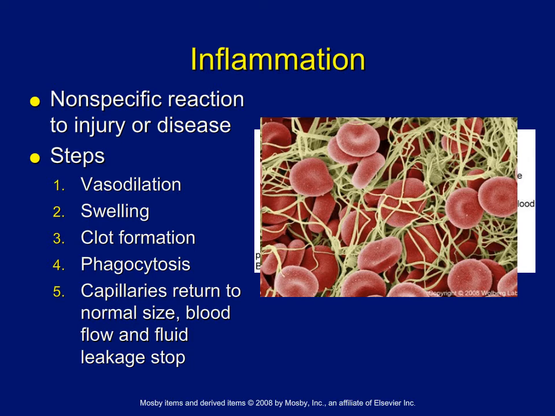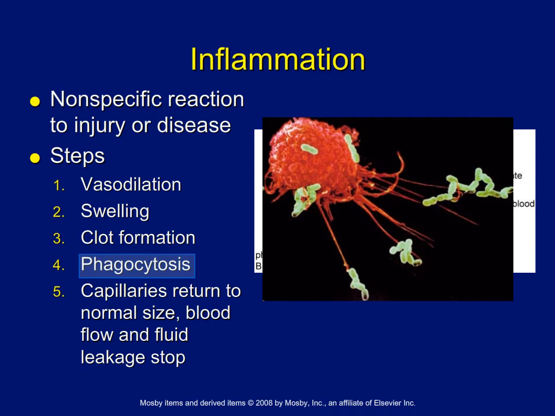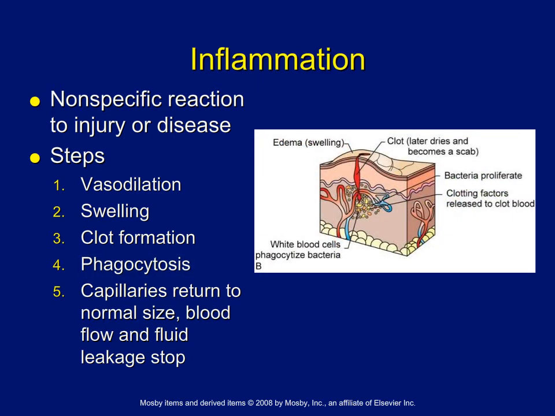thrombocytes, our platelets. Now, over the next few hours and days, the process of phagocytosis will go on. We have a couple different types of white blood cells, including neutrophils and monocytes, which are strongly phagocytotic. Basically, they move in and gobble up all the cellular debris and any type of bacteria that may be in that wound. And finally, the capillaries will begin to return to their normal size as the levels of heparin and histamine secreted by our mast cells and basophils begins to decrease.